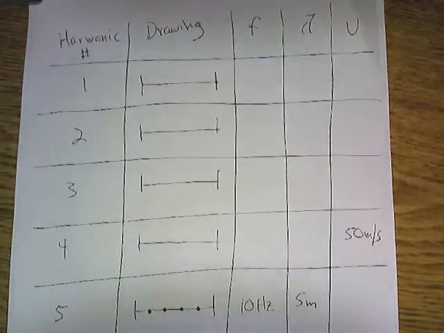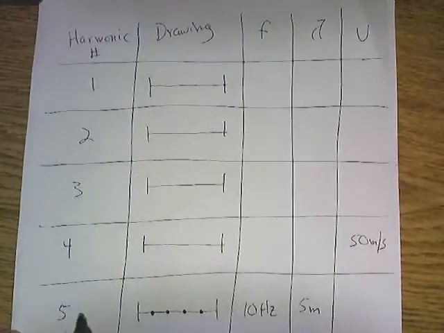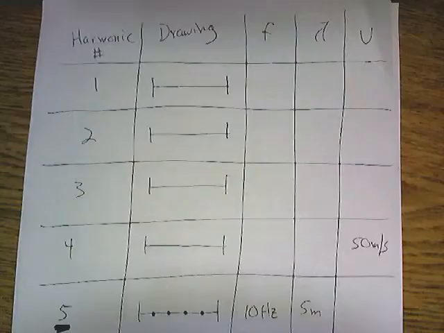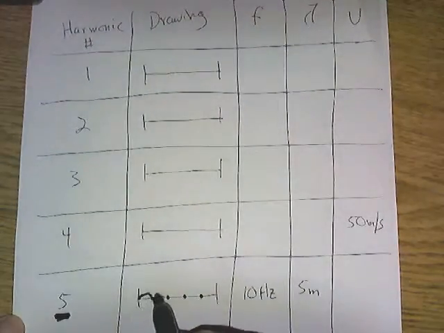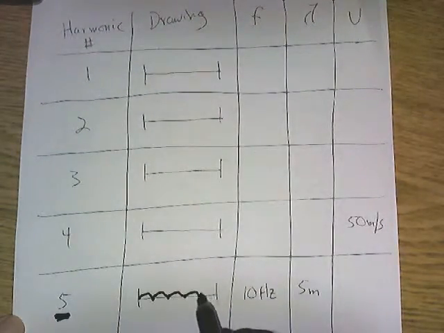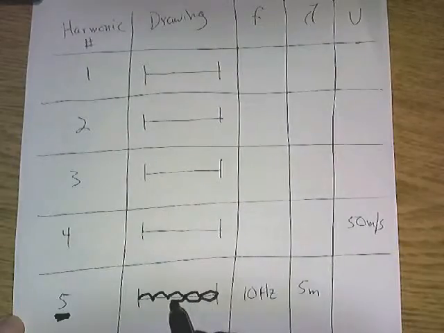Here I have the fifth harmonic. So we're going to look at the fifth harmonic. This is the first one we'll start with. And I think it's important for you to make the drawings. And the drawings are going to look like this. I put dots down, and I'm just going to connect them. Those are going to be my nodes and my antinodes.